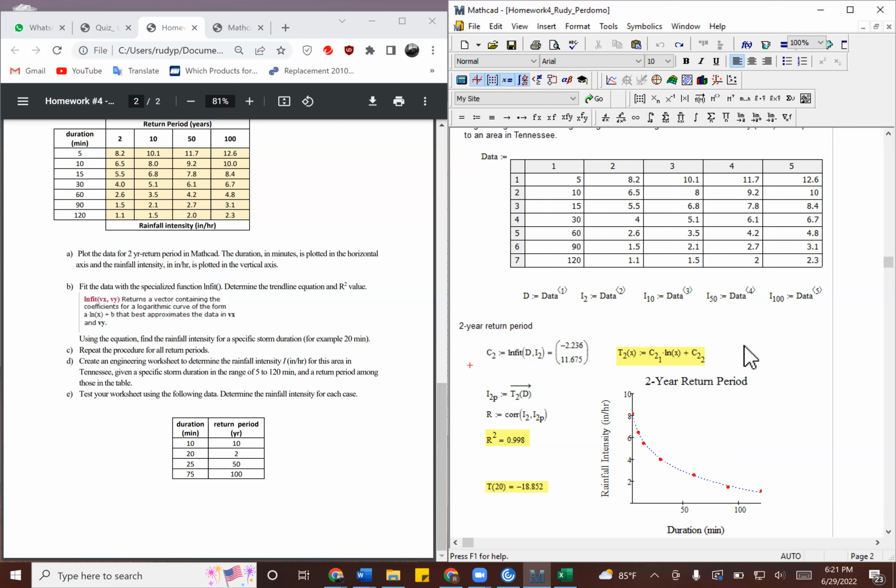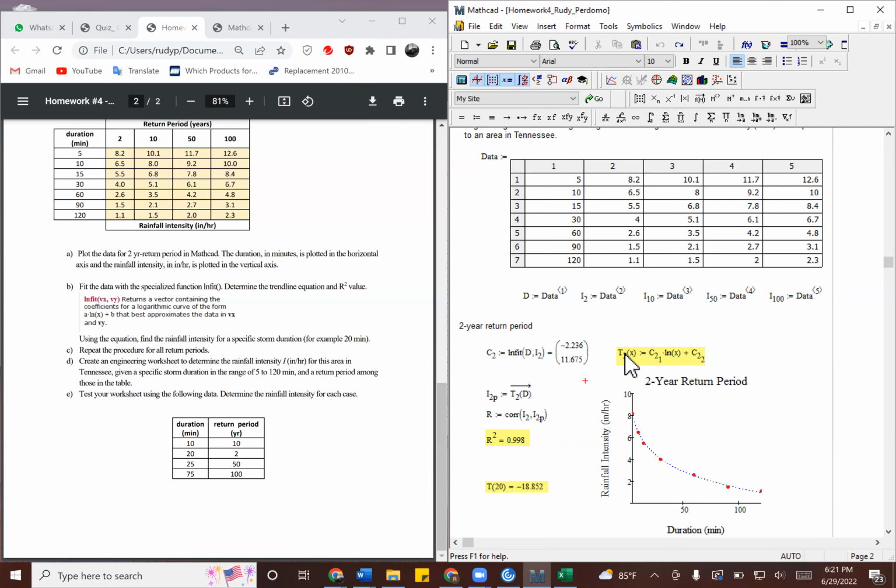What was C for? C for coefficients, right? C dot 2 for the 2-year return period. Yep. ln fit, x values, y values, and then you get these coefficients here.